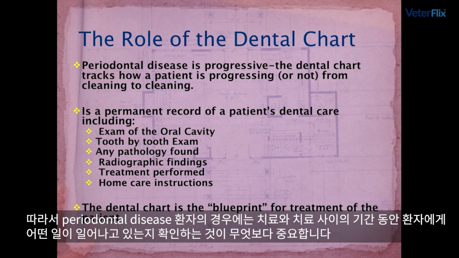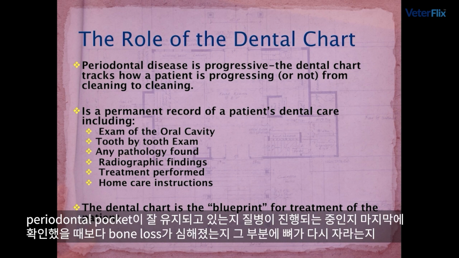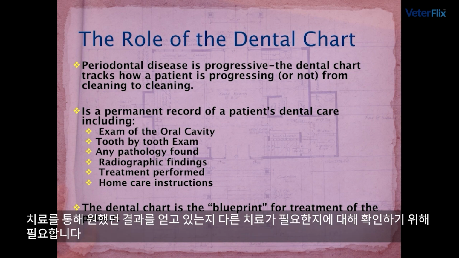And so with these periodontal patients, we want to make sure that we're mapping out exactly what's going on with these patients from procedure to procedure. Are we holding steady with those periodontal pockets? Are the periodontal pockets progressing? Do we have more bone loss now than we did last time? Or is the bone regrowing in that area, and are we getting the results that we want? Or do we need to do something different?